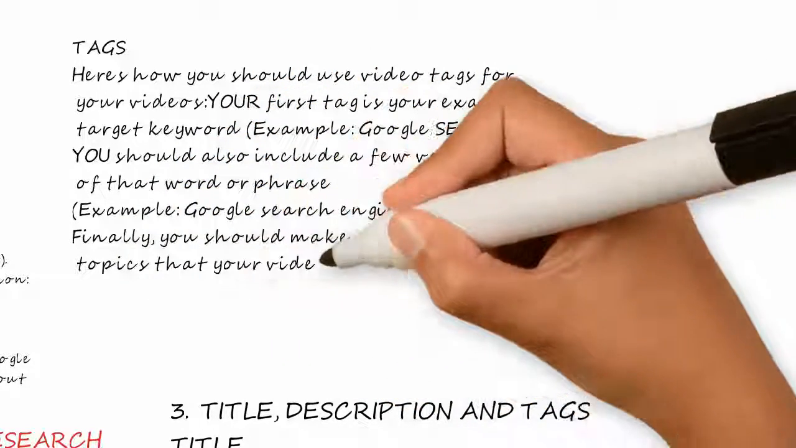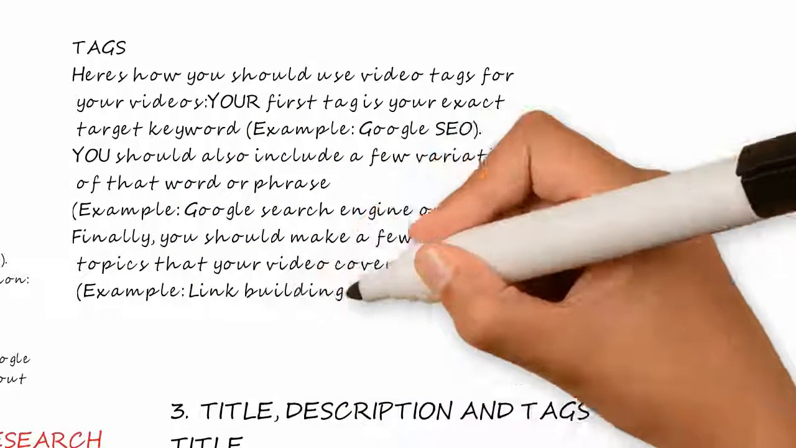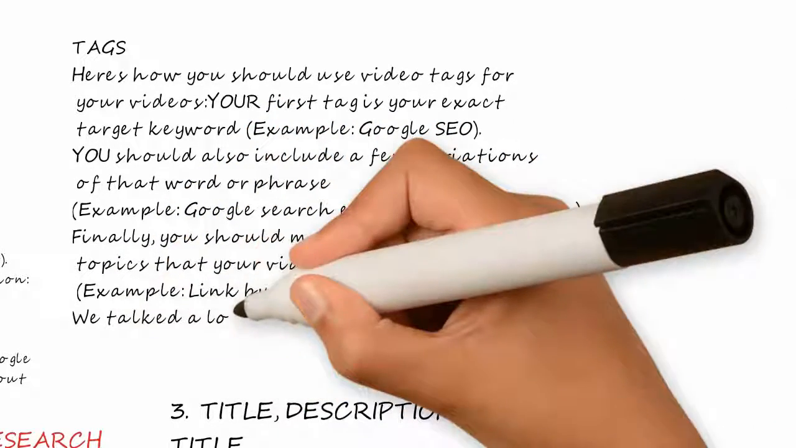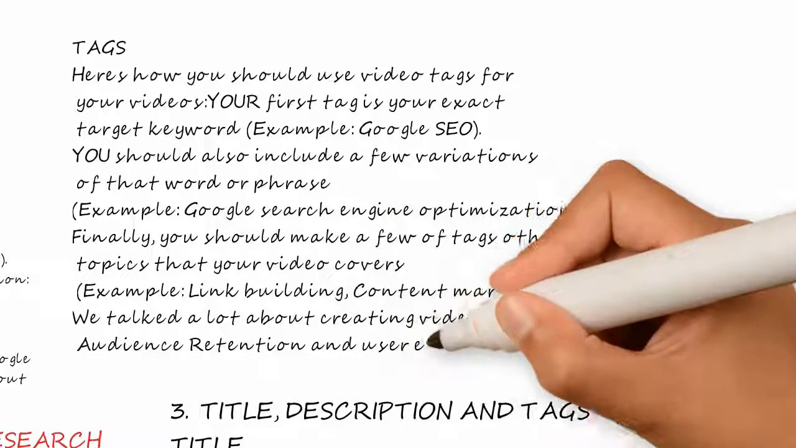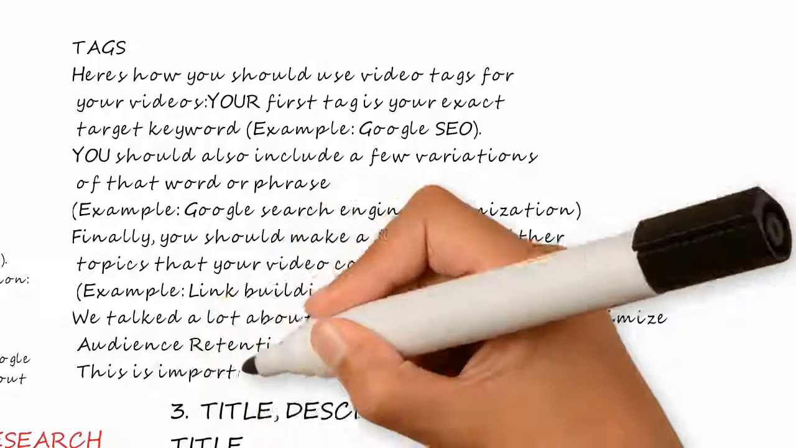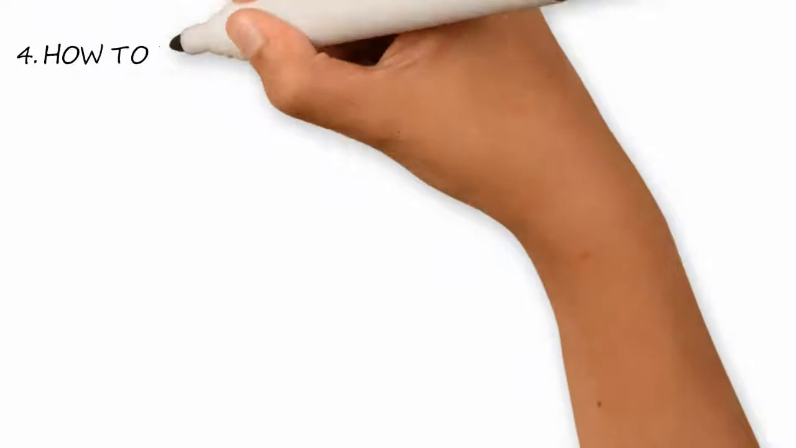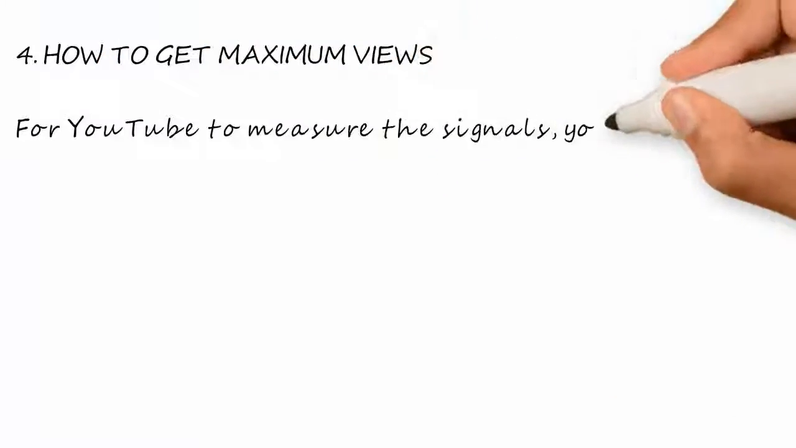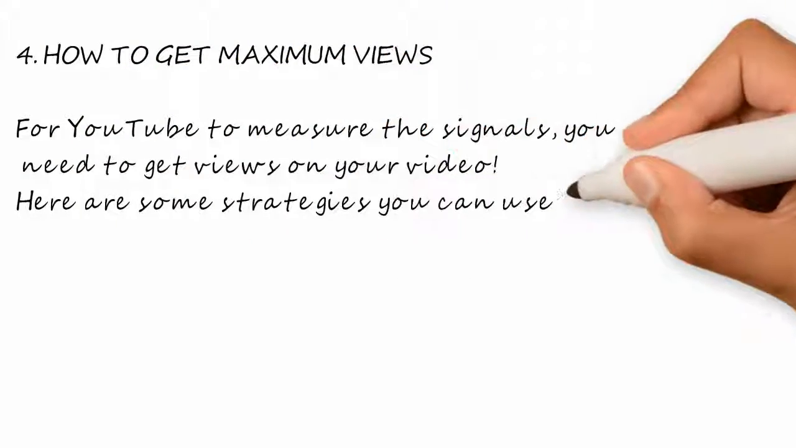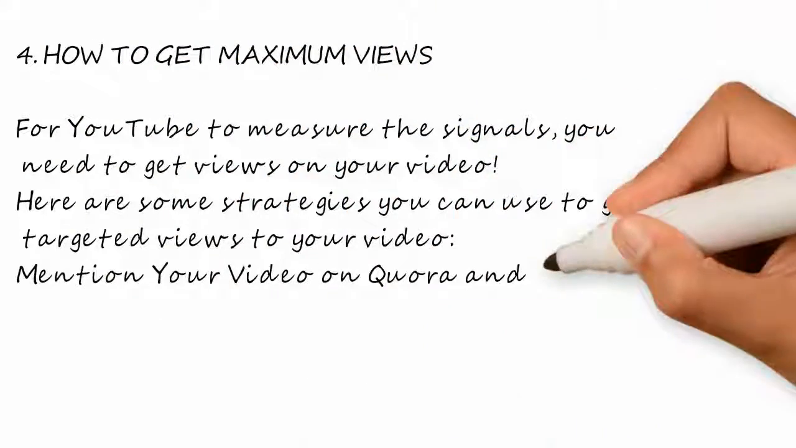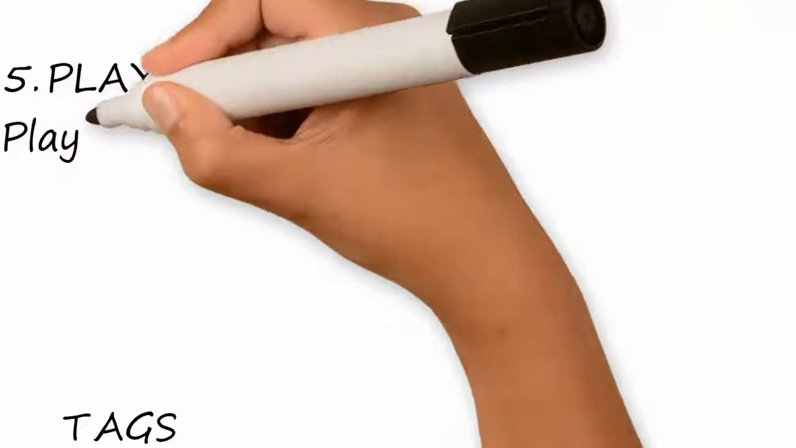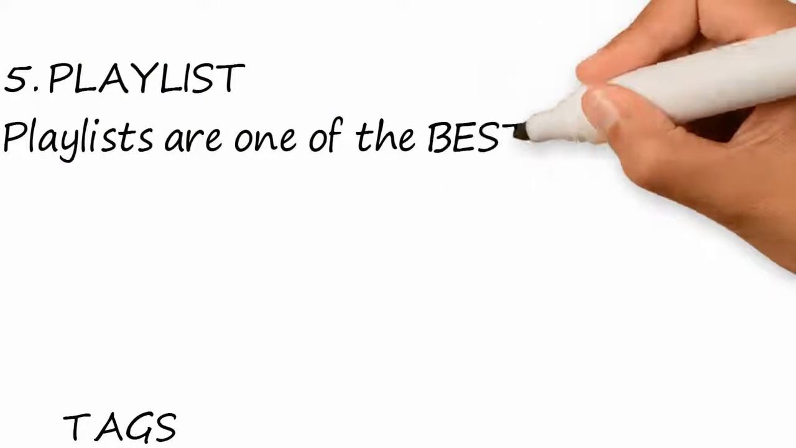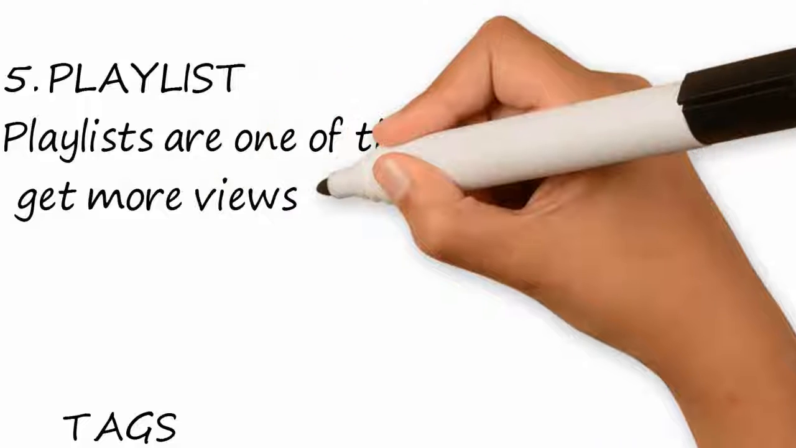We talked a lot about creating videos that maximize audience retention and user experience signals. This is important. 4. How to get maximum views. For YouTube to measure the signals, you need to get views on your video. Here are some strategies you can use to get targeted views to your video. Mention your video on Quora and other Q&A sites. Whenever you write a blog post, on your site or as a guest post for another site, think to yourself, where can I embed a YouTube video into this post?